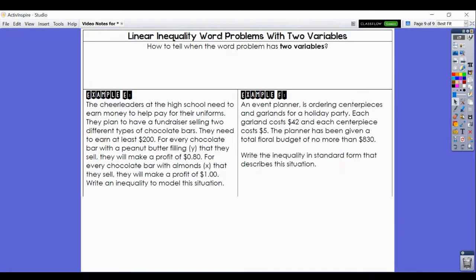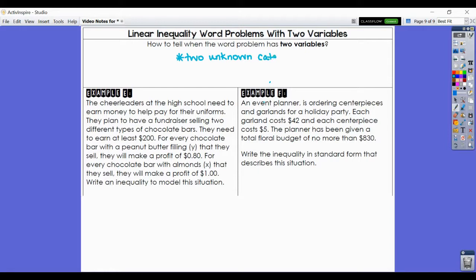Linear inequality word problems with two variables. So how can we tell that we're doing a word problem with two variables? We have two unknown categories. There's two specific unknown categories. We'll take a look at what we mean in the first problem here.